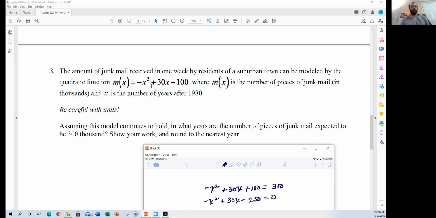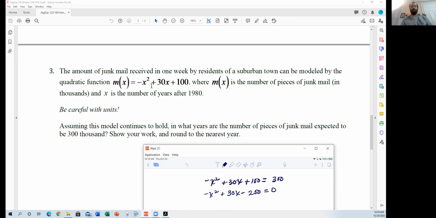Now it says, in what years are the number of pieces of junk mail expected to be 300,000? So be careful, because you're going to get two answers, right? If they're both positive, you're okay, because again, we're talking about the years since 1980, so you're not going backwards. So there's a possibility that you'll get two positive number answers, and that's fine.